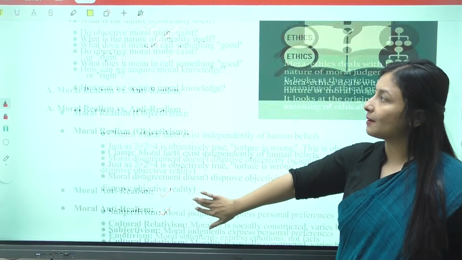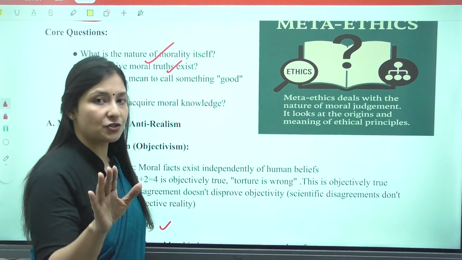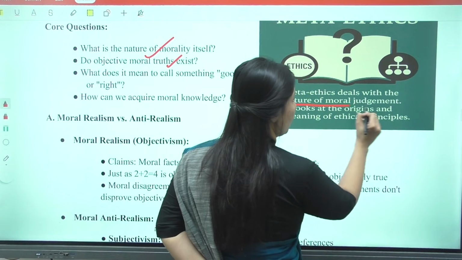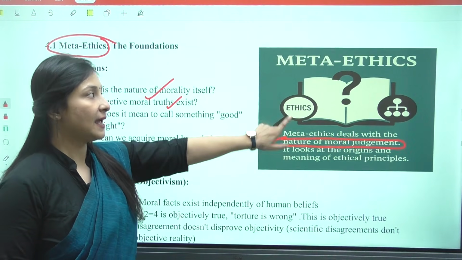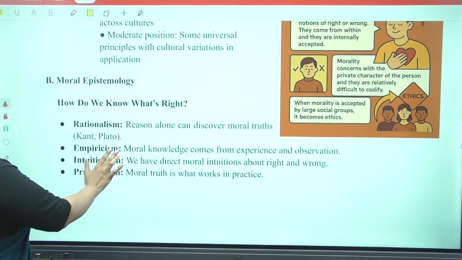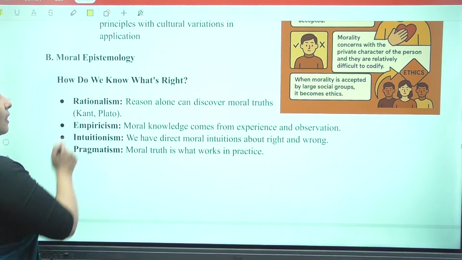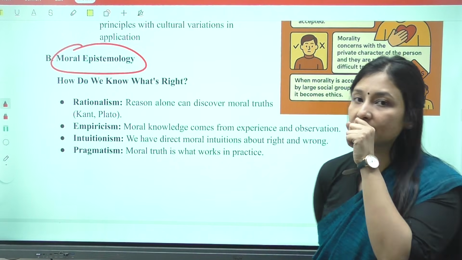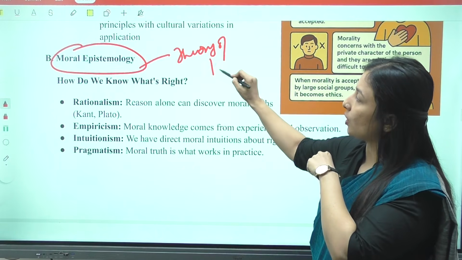Is it clear? So this is about the meta ethics, where the core question is just about what is right and what is wrong. Nothing much is discussed over here, right? It deals with the nature of the moral judgment. It looks at the origins and the meaning of the ethical principles. Is it clear? Now, another one over here, it talks about in the meta ethics is about the moral epistemology. Now, epistemology is the word which means theory of knowledge.